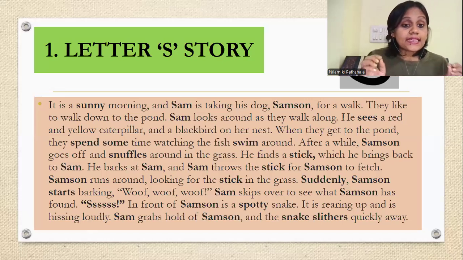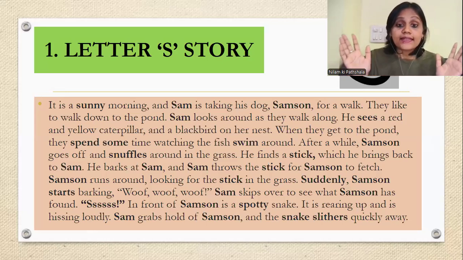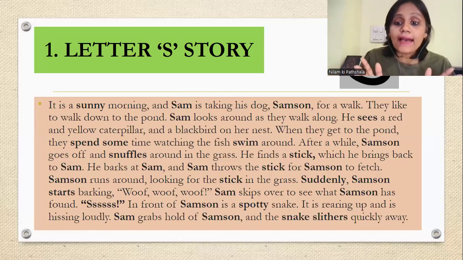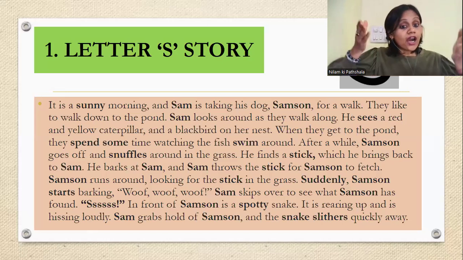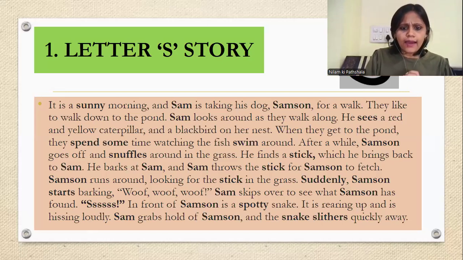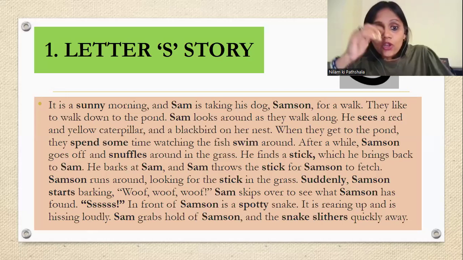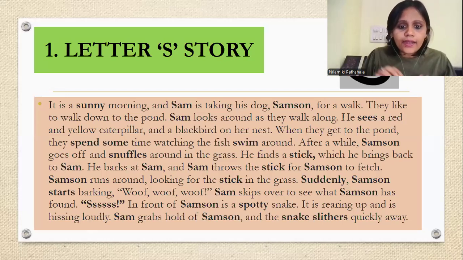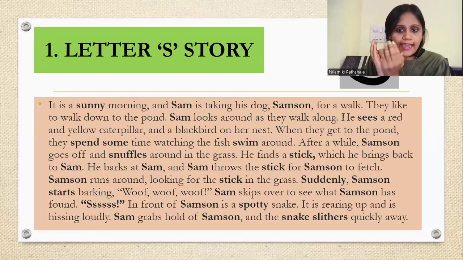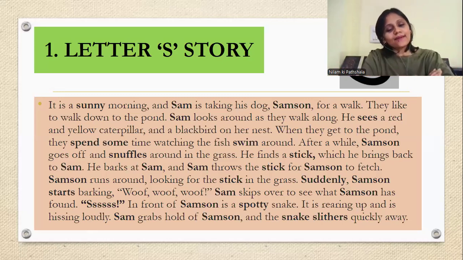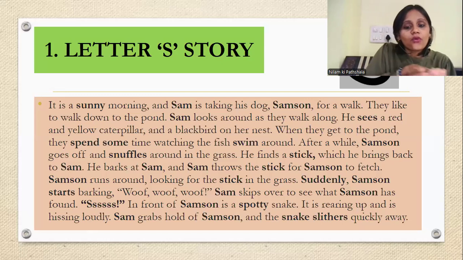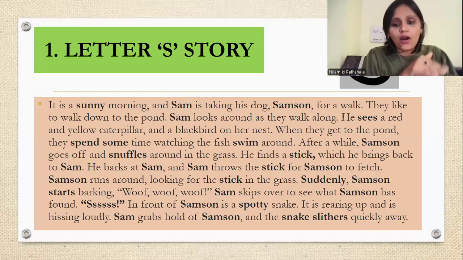It is a sunny morning. Sam is taking his dog Samson for a walk. They like to walk down to the pond. Sam looks around as they walk along. He sees a red and yellow caterpillar and a black bird on her nest. When they get to the pond, they spend some time watching the fish swim around.